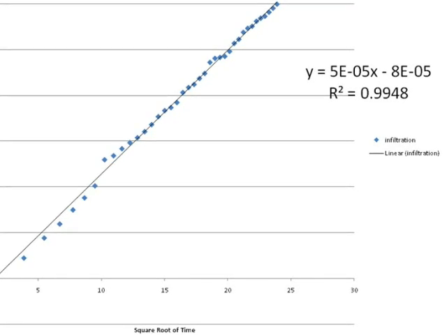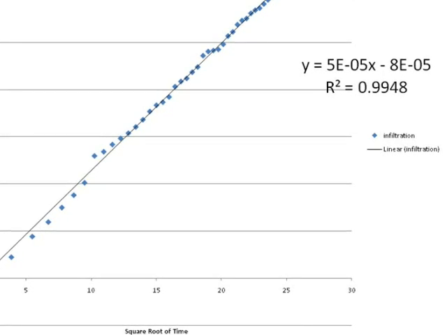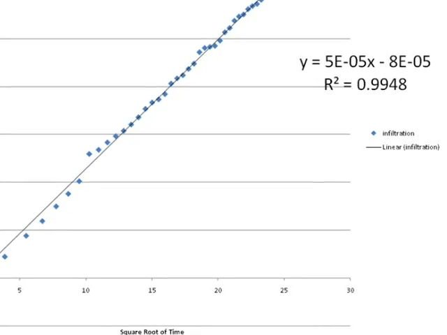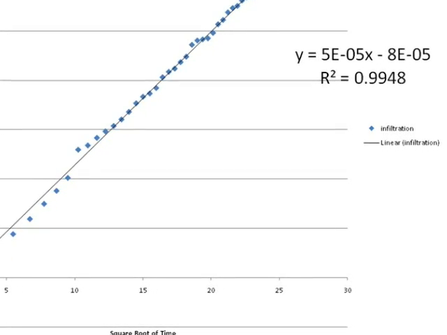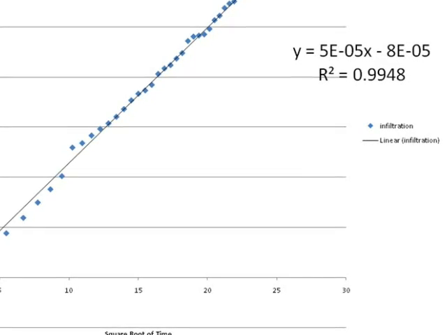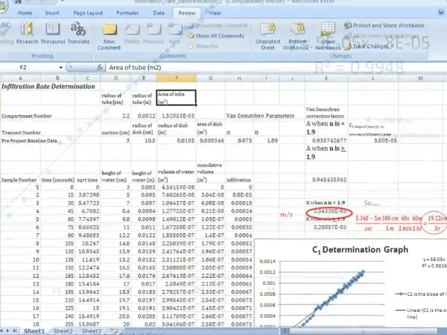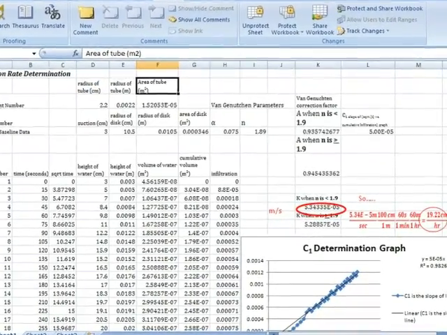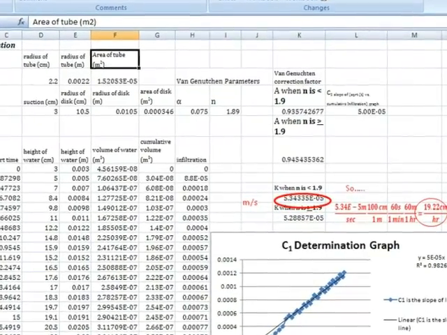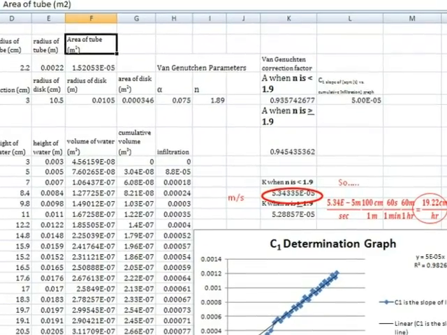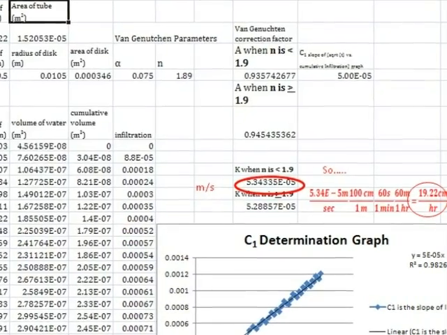Finally, the slope is found by applying the linear equation y equals mx plus b to the trend of the data, where m equals the slope and also equals C1. In this case, C1 equals 5 times 10 to the negative fifth. Once C1 and A are found, K can easily be arrived at by dividing C1 by A. In this example, K is 5.34 times 10 to the negative fifth.